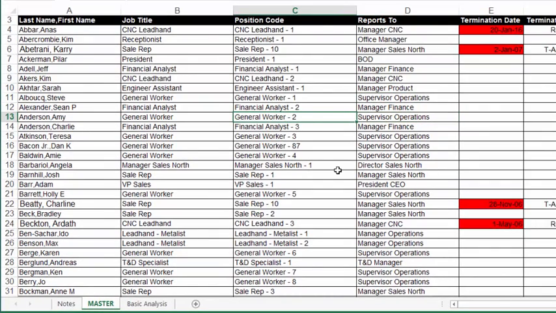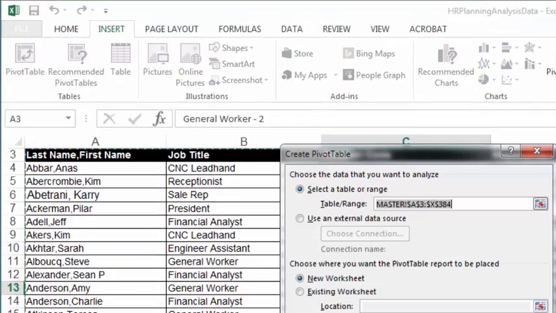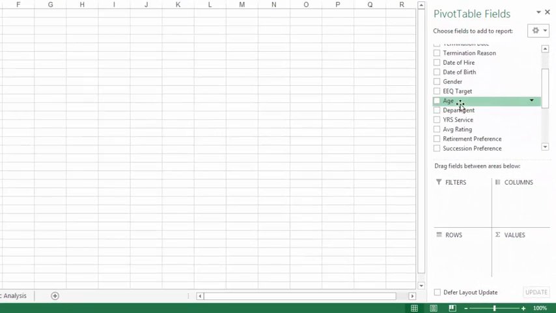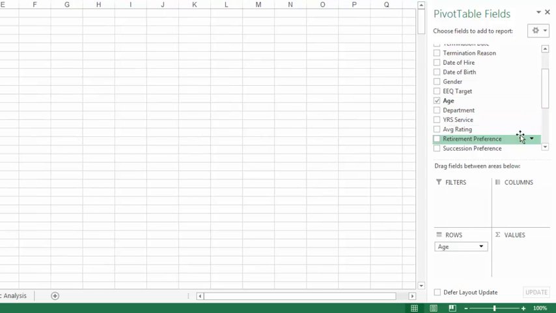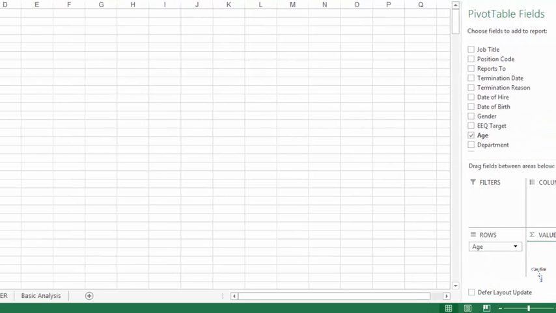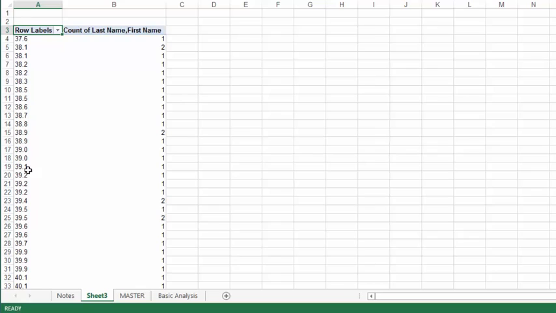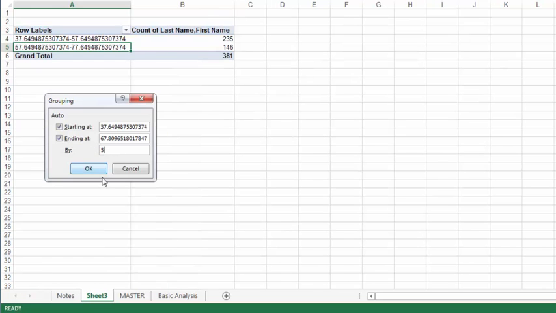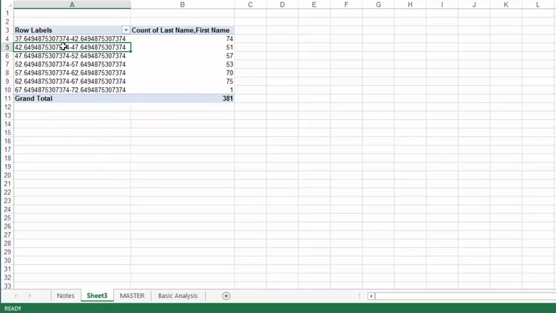I'm afraid that people are going to retire way too quickly, and we could do this by department as well. So let's do a brand new pivot table. I want to see age over here, and I want to see the number of people here. So I'm going to group these ages. I don't want to look at every little tiny age. So I'm going to right click on an age, go to group, put by 5s. So groups of 5 years. There we go, 5-year blocks.